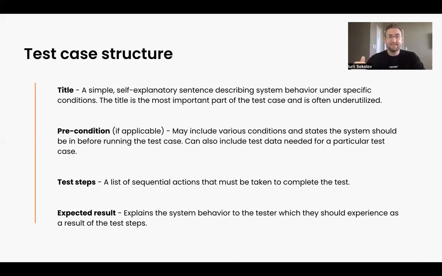A title is a simple, self-explanatory sentence describing system behavior under specific conditions. The title is the most important part of the test case and is often underutilized. So guys, when you go to a system like TestRail, or Jira or any other system, the way test cases are structured is there's going to be a folder, or some form of folder, which will correspond to maybe a part of an application or a part of the web page. And then you will have test case titles, one by one.